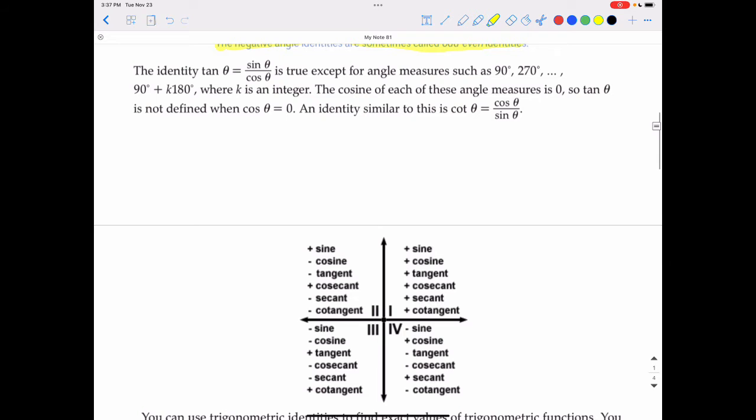The identity tangent theta equals sine divided by cosine is true except for every angle measure such as 90, 270, etc., or 90 plus k times 180 where k is an integer. And basically that means it is not true at those angle measures because the cosine of theta at those angle measures would equal 0.